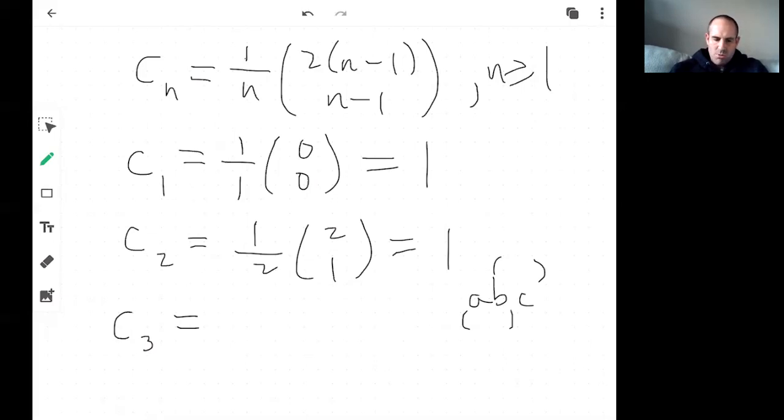Let's see if this formula gives us that. It's 1 over 3 times 2 times 3 minus 1, 2 times 2, so that's 4, choose 2. 4 choose 2 is 6. 1/3 times 6 is 2. And that is good news for us. I'll let you play around with this formula a little bit, but that is a remarkable thing to behold. That is eye-popping.